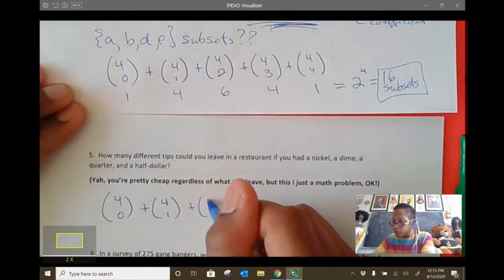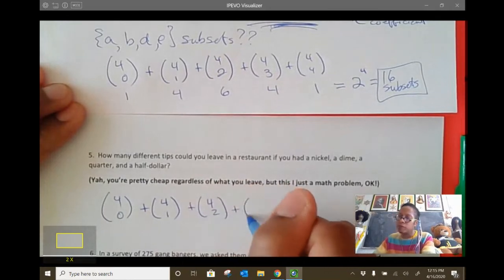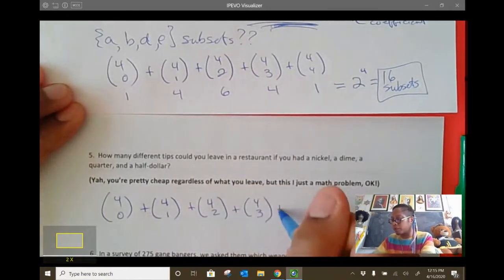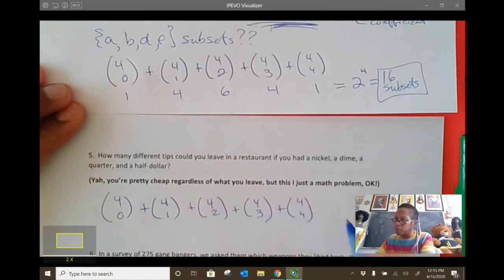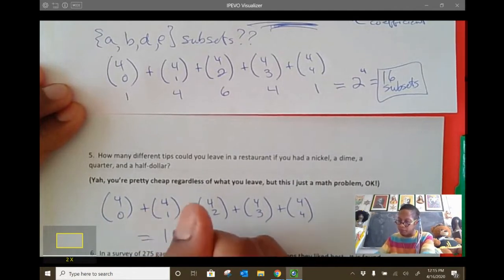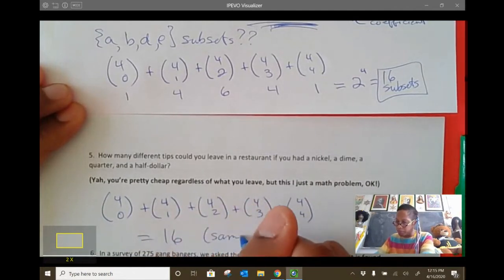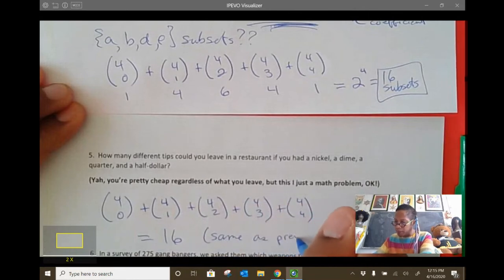Or you can choose two of the coins, or you can choose three of the coins, or you can choose all four of the coins, which is the biggest tip you can give, which is 90 cents. Cheap tip. In any case, that's the number of different tips you can leave, 16, same as the previous problem. So again, this is just like pizza topping problems.